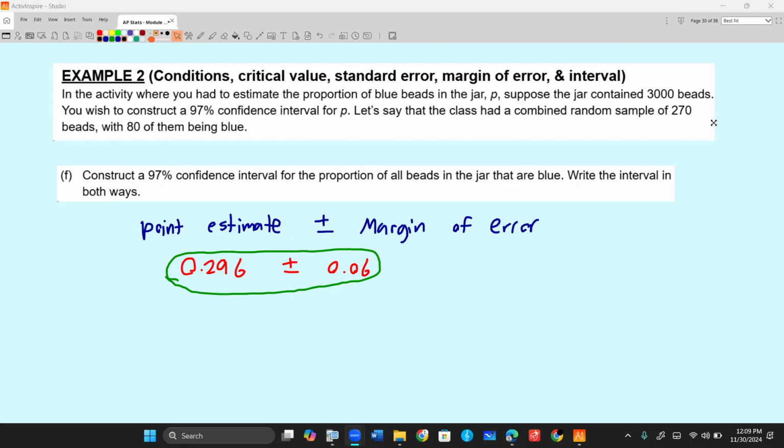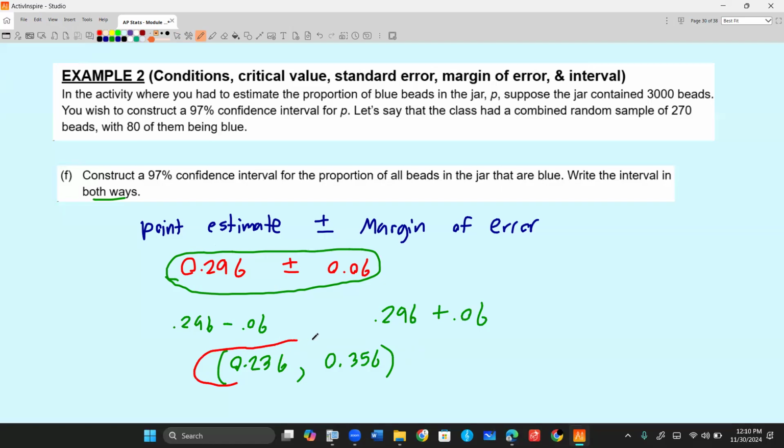That's not a very practical way to write our confidence interval, so that's why I say write it in both ways. The other way is to actually do the calculations. So if you do 0.296 minus 0.06 and 0.296 plus 0.06, you can get your low and high end. So let me see if I can do that in my head. That's going to be 0.236 comma 0.356. So your confidence interval can be written as almost looks like a coordinate. So the low end is going to be about 23.6% and the high end will be about 35.6%.